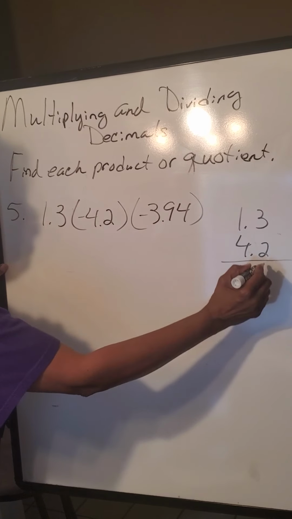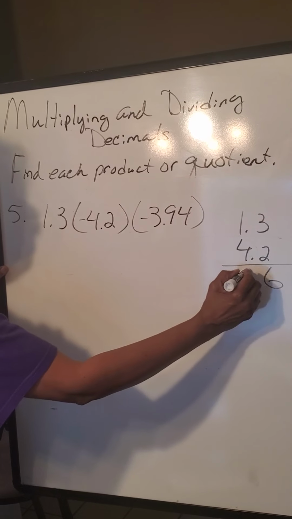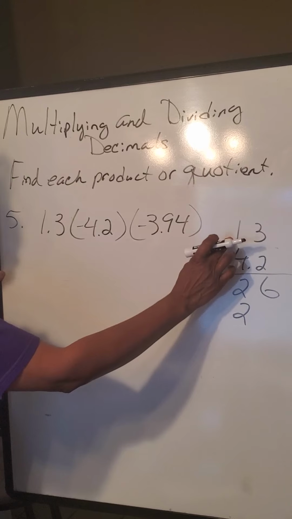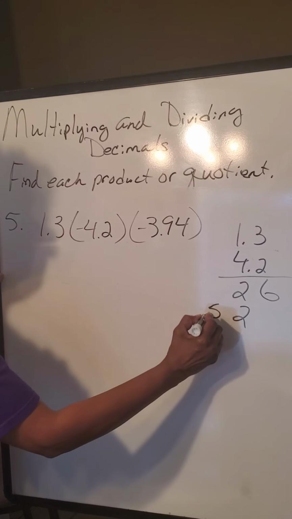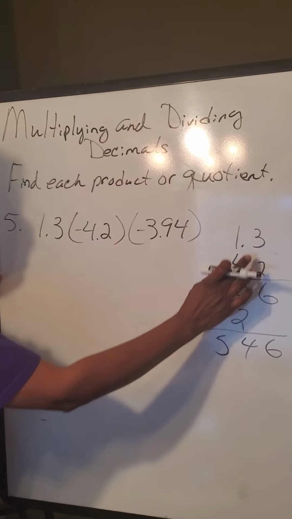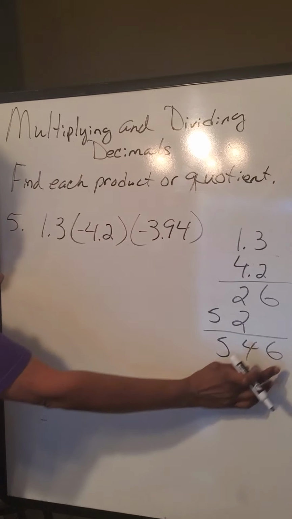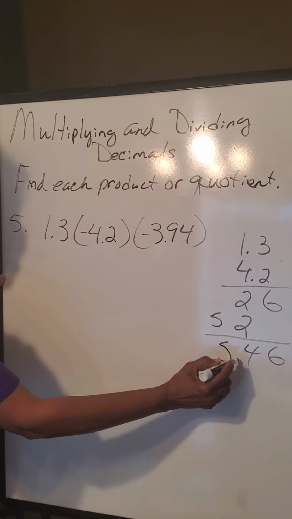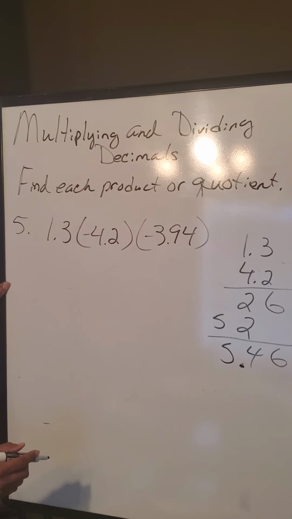2 times 3 is 6. 2 times 1 gives you 2. 4 times 3 gives you 12. 4 times 1 is 4, plus 1 is 5. I get a 6, I get a 4, I get a 5. I have 2 places to the right of the decimal. The decimal for the whole number is here. Shift 2 places to the left. 1, 2. I get 5.46.